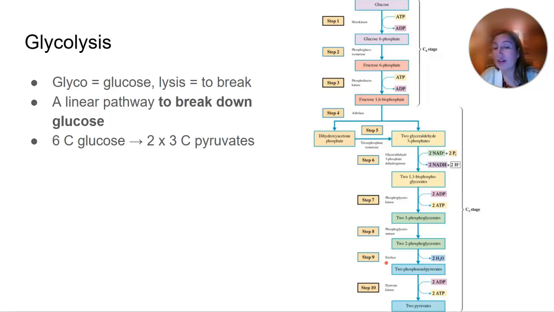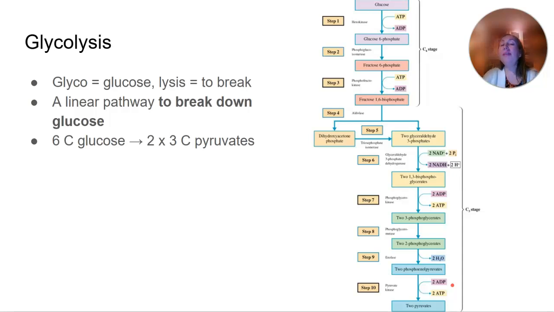And that uses another enzyme. And then there's another enzyme in step 9 where we lose 2 waters and get 2 phosphoenolpyruvates, and then pyruvate kinase in the last step 10 to make 2 pyruvates. And in that step, 2 ADP is converted to 2 ATP. Okay, so we're forming some ATP in there. What's the big picture? Do we need to know all this?